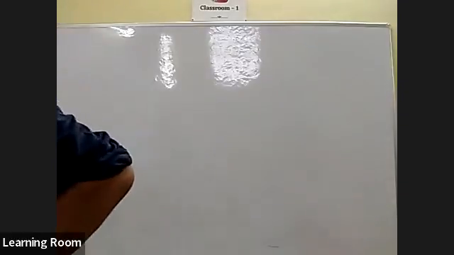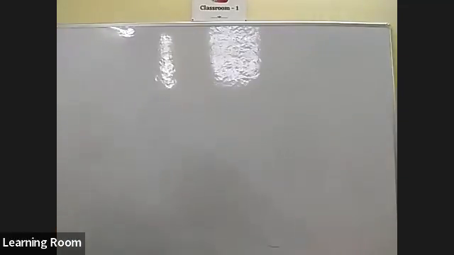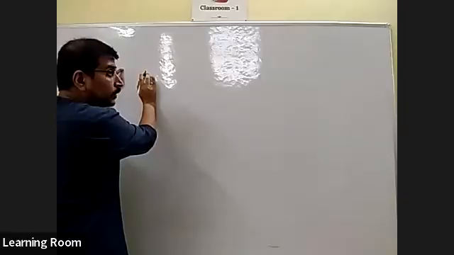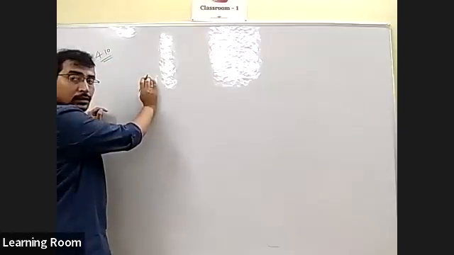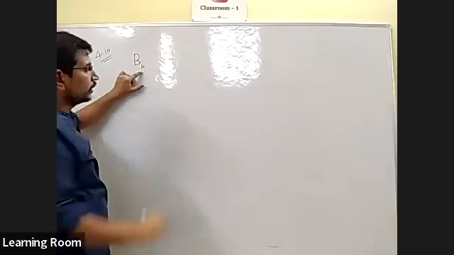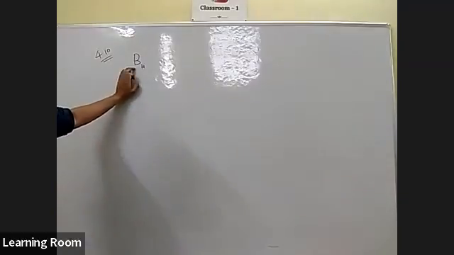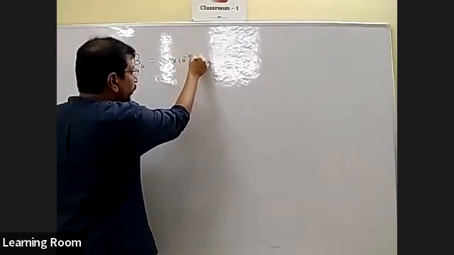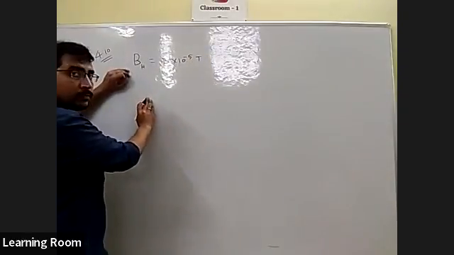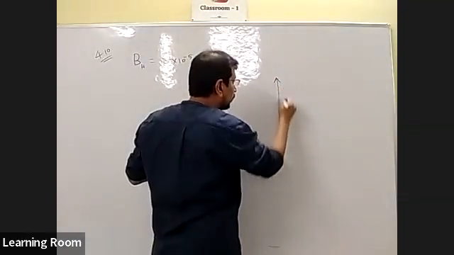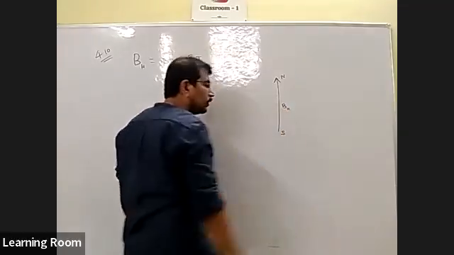The horizontal component of the Earth's magnetic field at a certain place is 3 into 10 power minus 5 Tesla. So B with the H at the bottom means horizontal magnetic field. You will learn about this in the next chapter. The direction of the field is from geographic south to geographic north. So it is in this direction. This is the horizontal component of Earth's magnetic field.